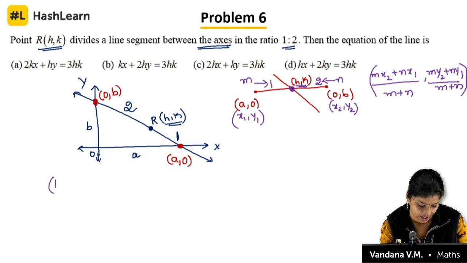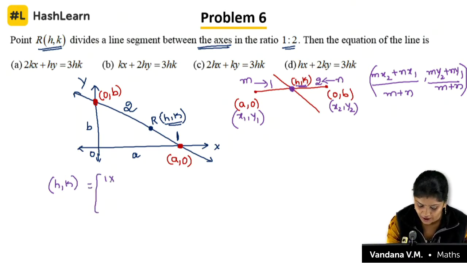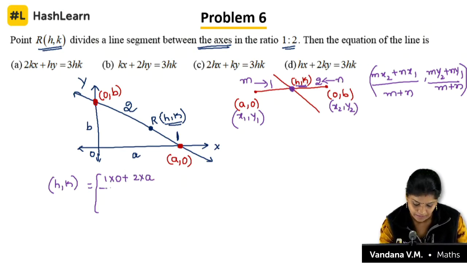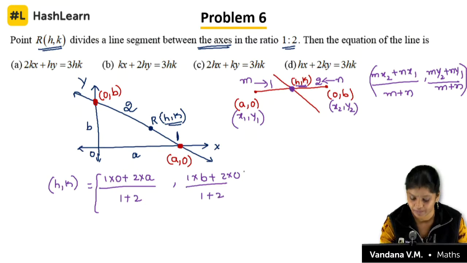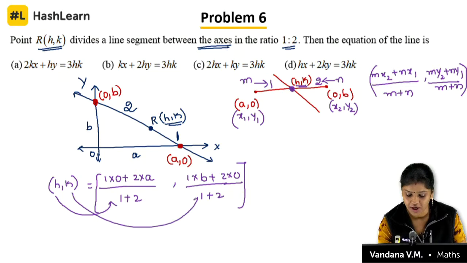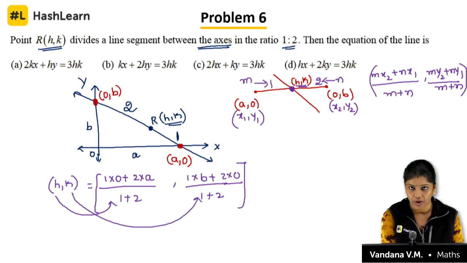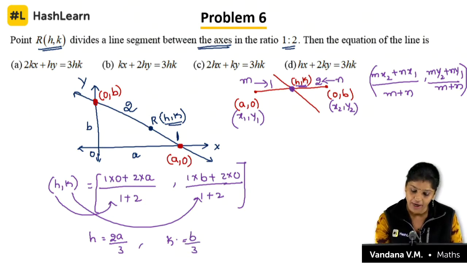So I can write h comma k is equal to mx2, that is 1 into 0 plus 2 into a by 1 plus 2, 1 into b plus 2 into 0 divided by 1 plus 2. If you solve this, abscissa is equal to abscissa, ordinate is equal to ordinate. If you equate, you will get the h value as 2a by 3 and the k value as b by 3.